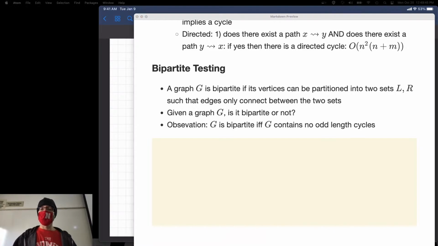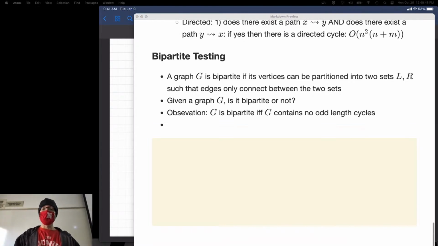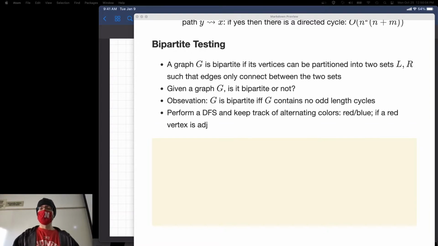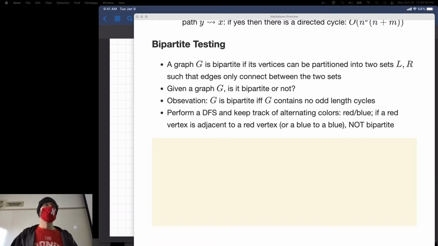So, again, no odd length cycles. All you need to do is perform a DFS and keep track of alternating colors, say red and blue. If a red vertex is adjacent to a red vertex, it is not bipartite. Or a blue to a blue, then it is not bipartite. All you have to do is perform DFS and color them as you go.